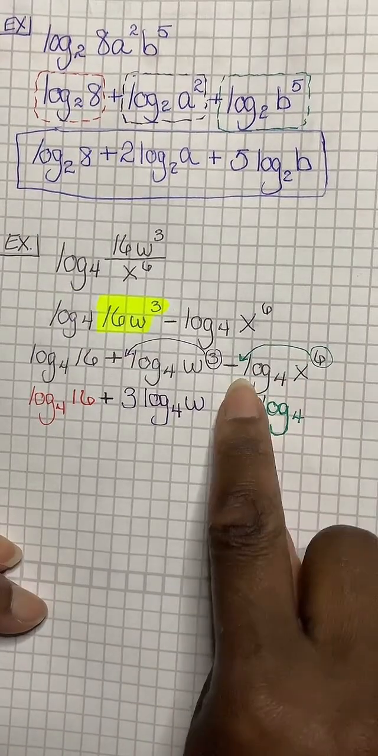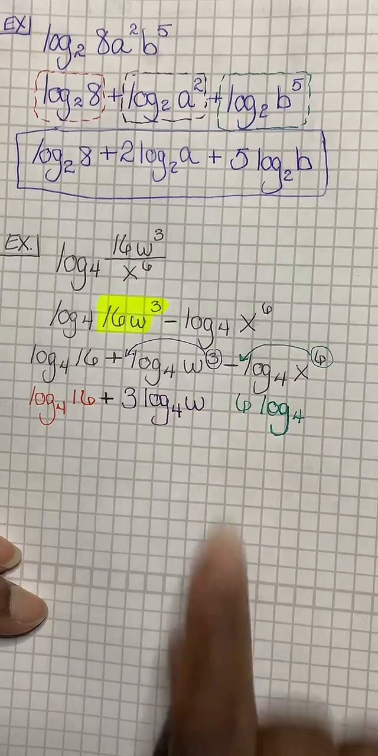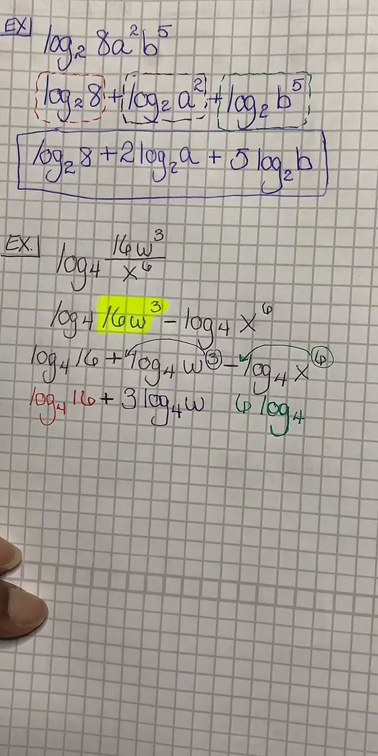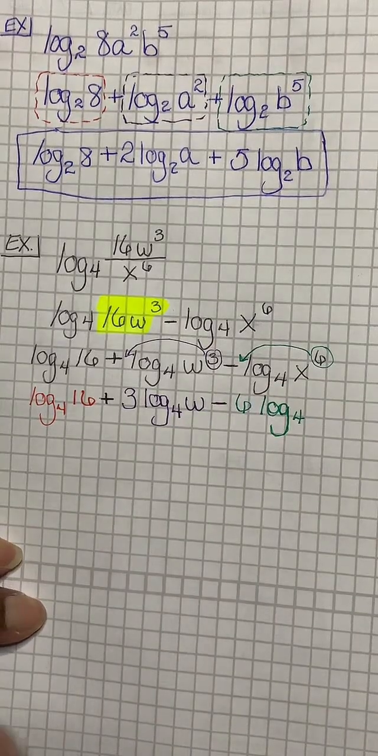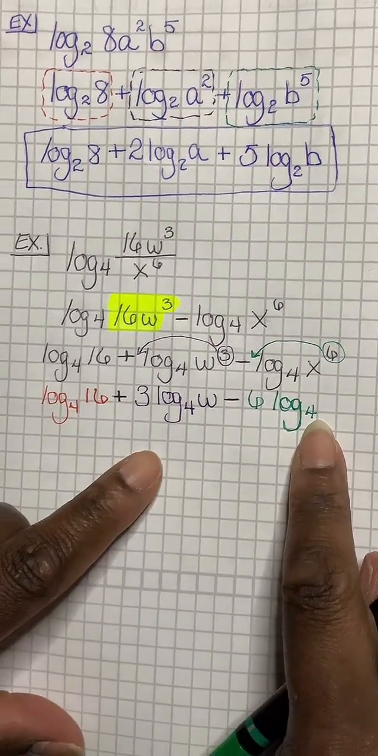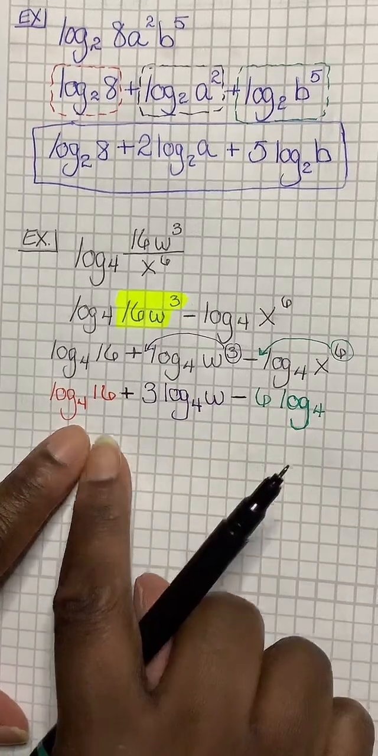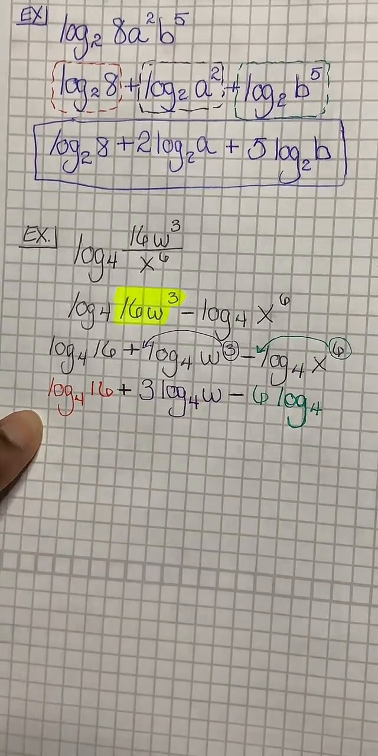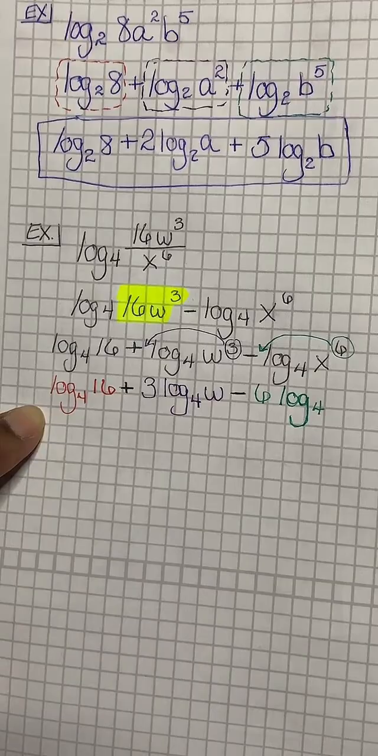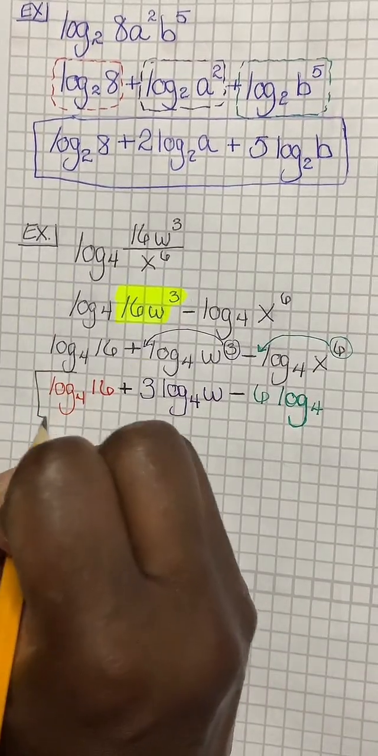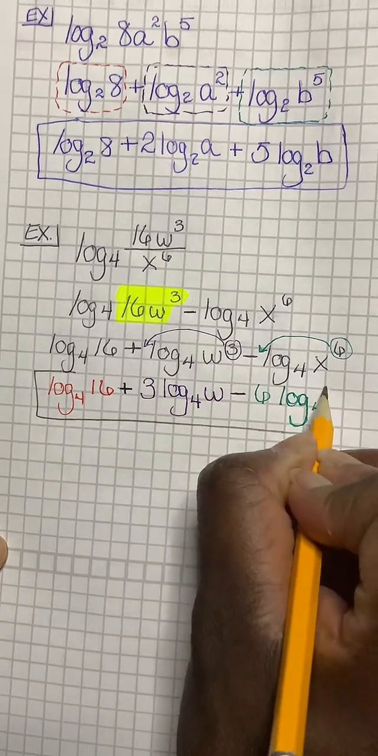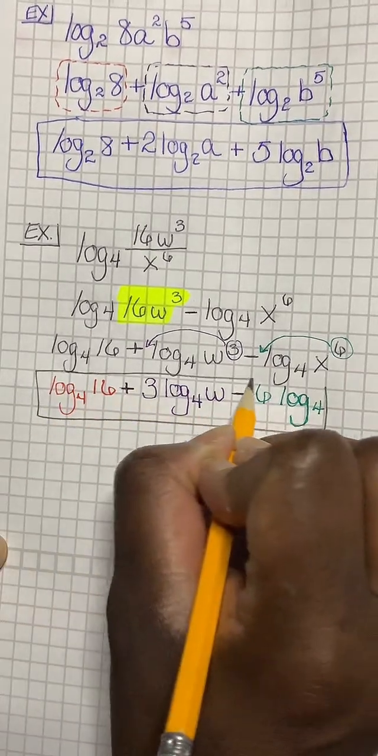All right, so the 6 is jumping in front of the log. And then we have to bring this minus sign back. So we don't have any exponents left. I know it's tempting because I'm looking at it like, oh, I gotta do that. No, you do not. So this is your expansion.